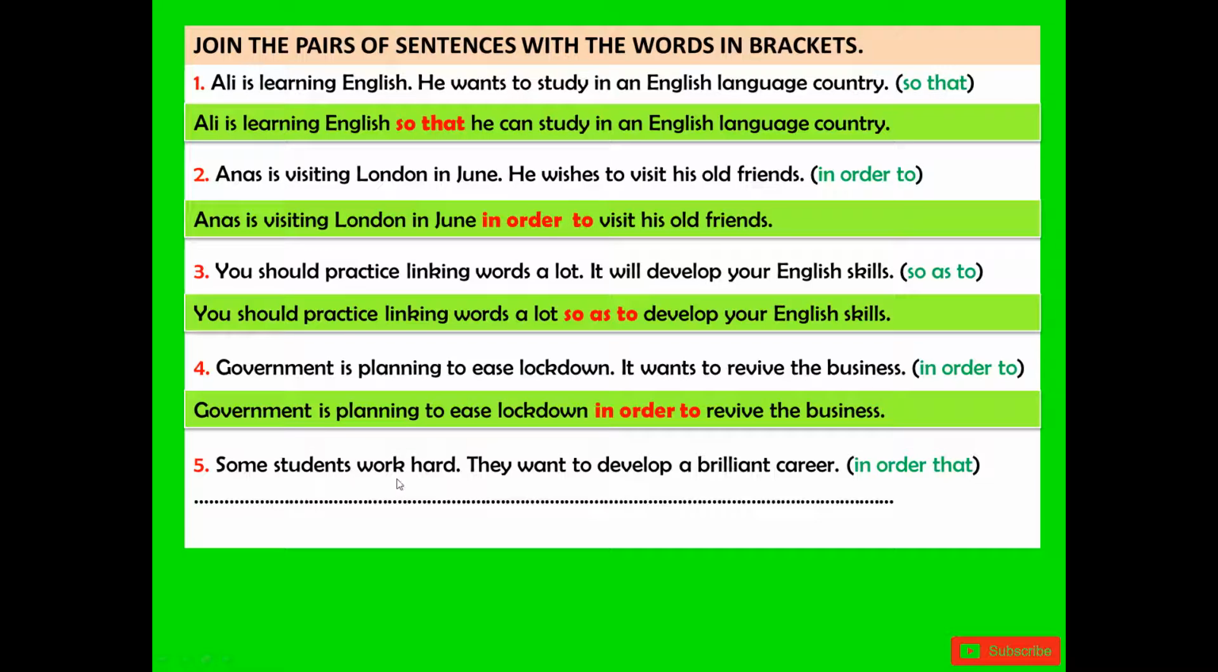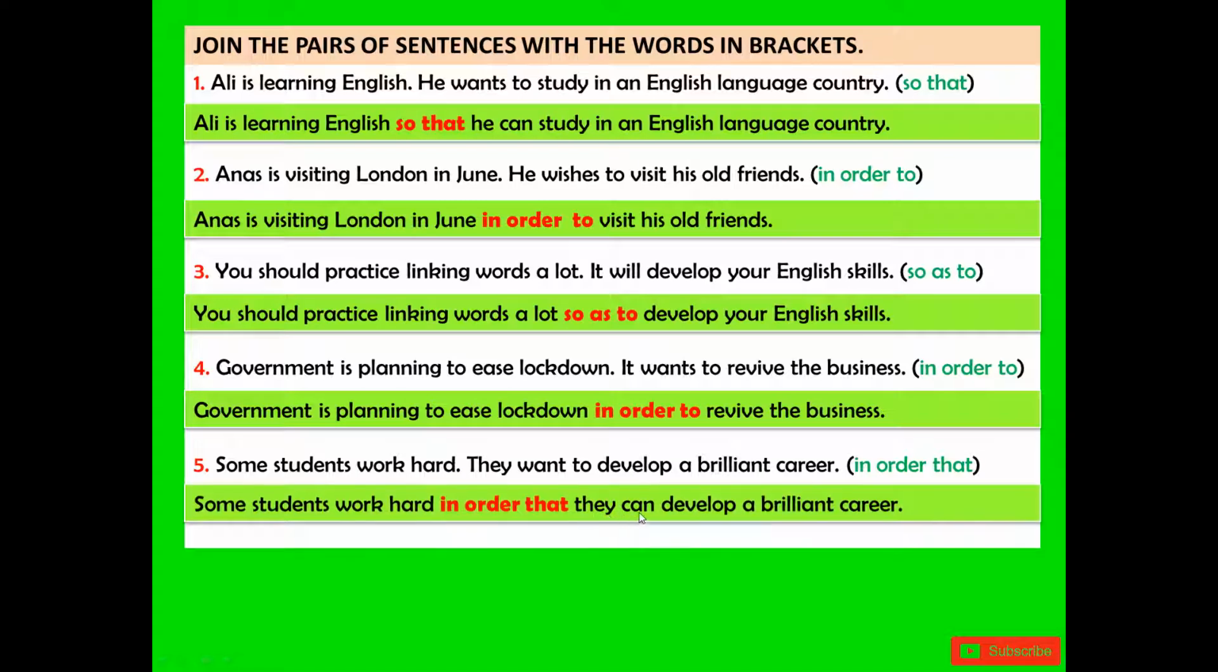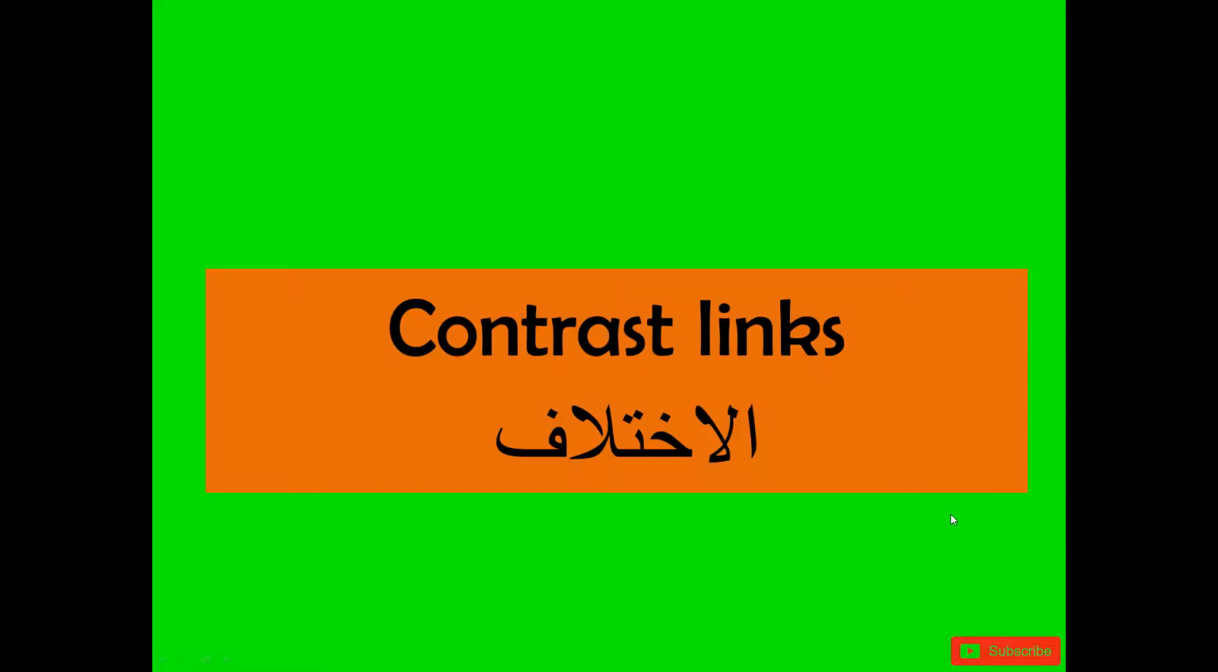Some students work hard. They want to develop a brilliant career. Use in order that. So in order that, what is the purpose here? The purpose is to develop a brilliant career. So we can say, some students work hard in order that they can develop. In order that plus modal verb. In order that they can develop a brilliant career. Good job. Let's move now to the next part, which is about contrast links.